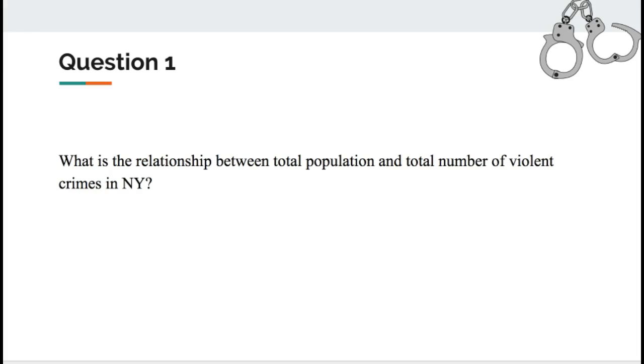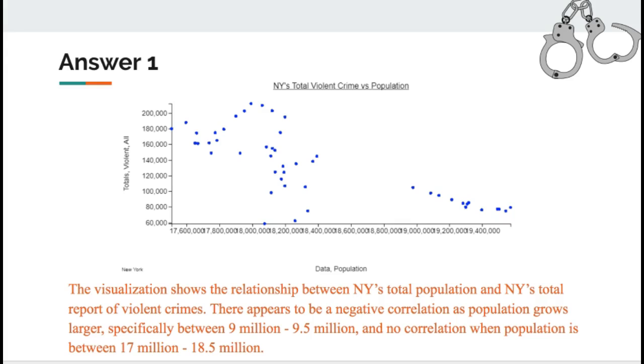The first question that we solved while looking at this data set was, what is the relationship between total population and total number of violent crimes in New York? The first answer that we found, using a scatter plot, demonstrates the relationship between New York's total population and New York's total report of violent crimes. There appears to be a negative correlation as the population grows larger, specifically between 9 million and 9.5 million people, and no correlation when population is between 17 million and 18.5 million.